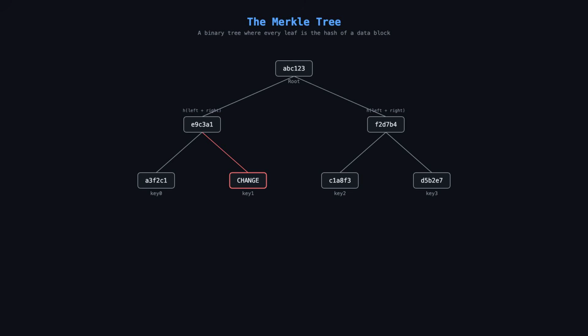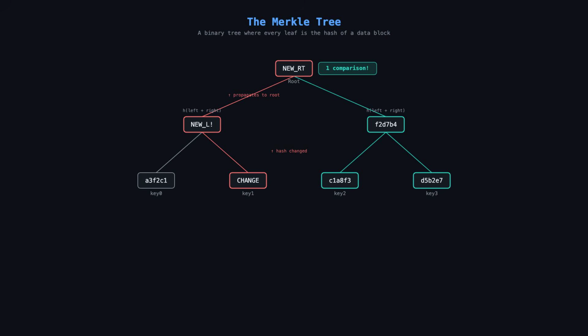Here's why this is powerful. If even one key changes on a node, its leaf hash changes. That change propagates upward. The parent hash changes, the grandparent hash changes, all the way up to the root. So to check if 2 replicas are consistent, you just compare the root hashes. One comparison. If they match, every single key is identical, you're done.